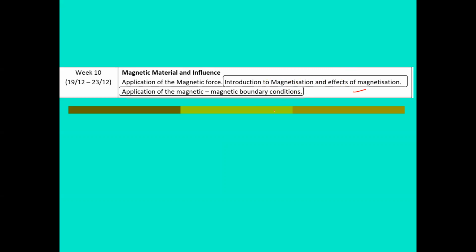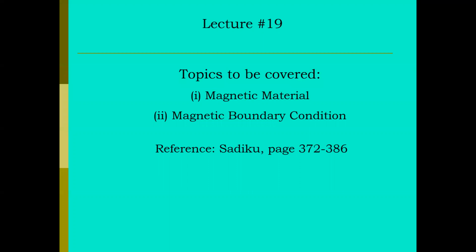Basically, there will be two main topics covered in lecture 19. The first is on magnetization and the effects of this magnetization. Number two will be on the boundary conditions between two magnetic materials. This will be the main coverage of lecture 19. So let's have a look at the slides. The reference for this lecture you can get from Sadiku, page 372 to page 386.